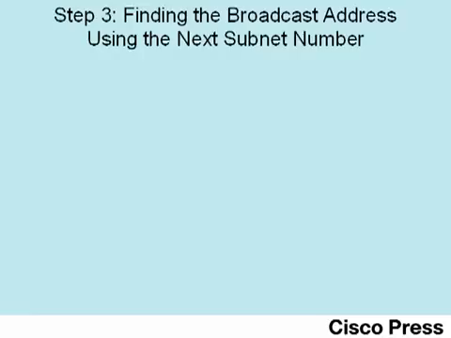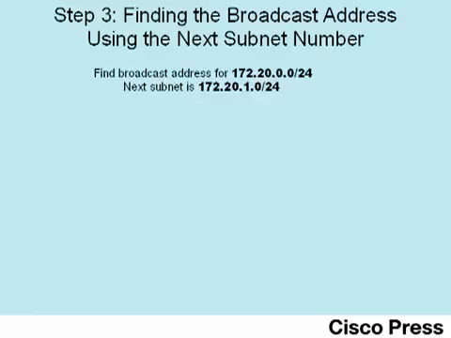However, I'm going to show you a couple of variations on how you can find a subnet's broadcast address using the next subnet number, in case you might prefer to use that method. So first of all, if we want to find the broadcast address for the 0 subnet, which is 172.20.0.0, note that the next subnet is 172.20.1.0. Now I'm going to show you 2 methods.